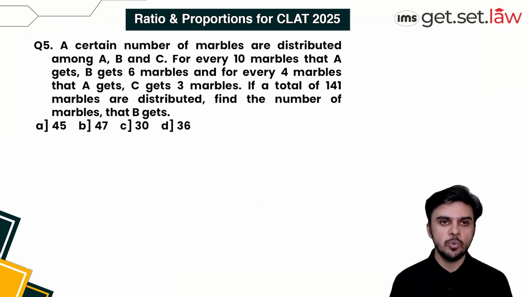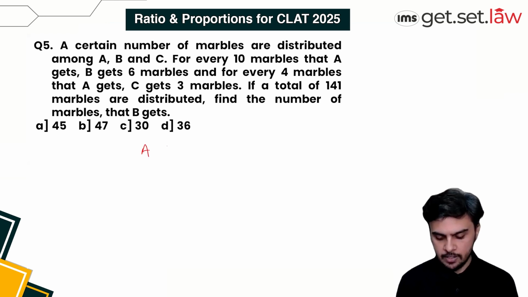Let's look at next question and learn a new concept in this question, that is combining ratios. A certain number of marbles are distributed among A, B and C. For every 10 marbles that A gets, B gets 6 marbles, and for every 4 marbles that A gets, C gets 3 marbles. If a total of 141 marbles are distributed, find the number of marbles that B gets.